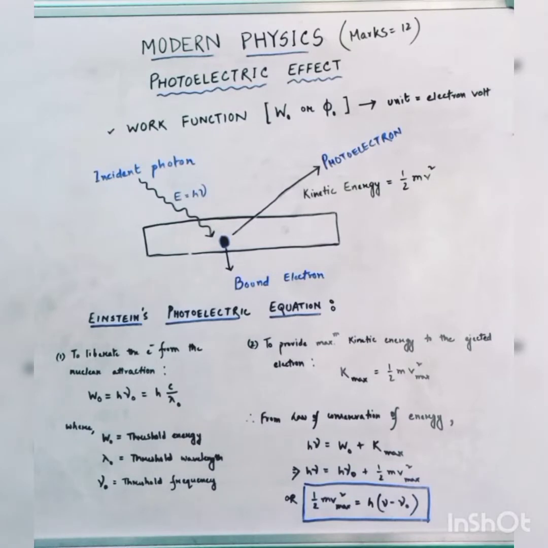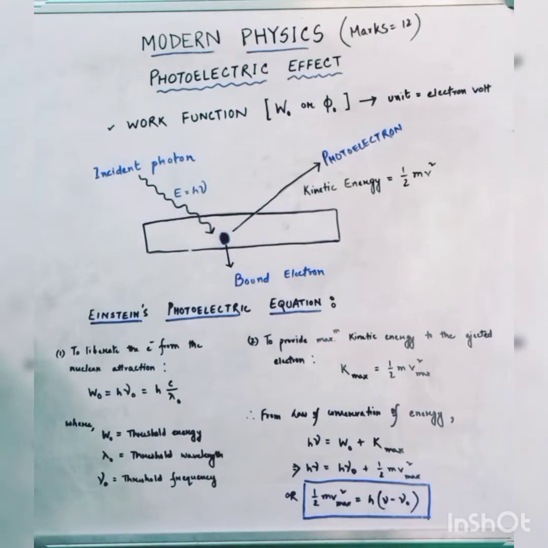That is, the minimum energy a free electron needs so that it can just escape from the atom of the metal is known as the work function. The work function is denoted by W naught or phi naught, and it depends on the nature of the metal. That is, different metals have different work functions, and it is denoted with the SI unit of electron volt.